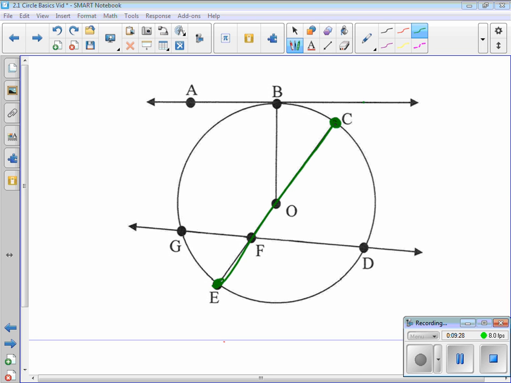How about from G to D? Now we've talked about G to D with a line above it, and we call it a secant. But when I put a bar above it, it's called a chord.